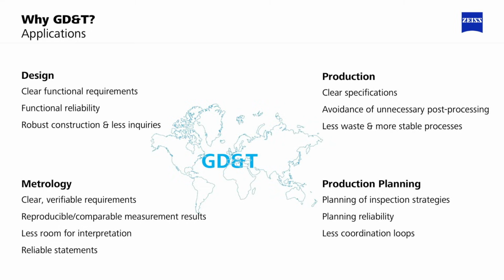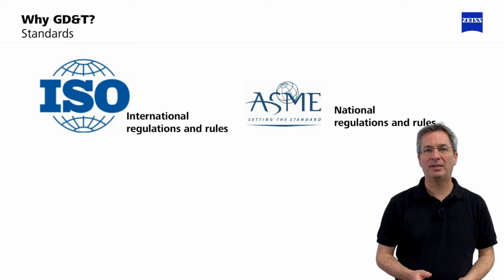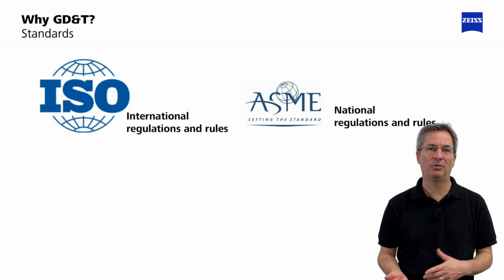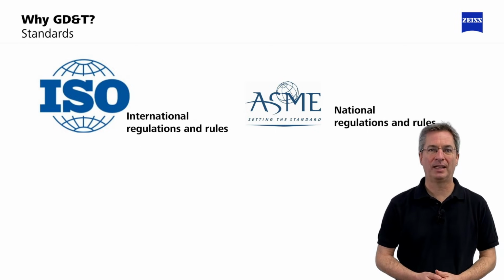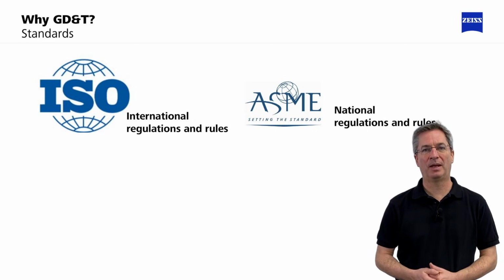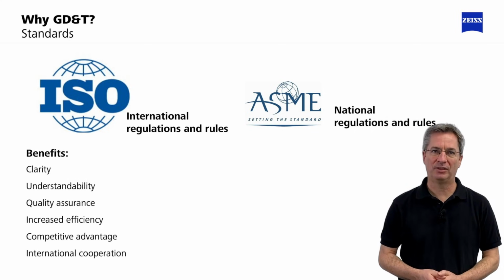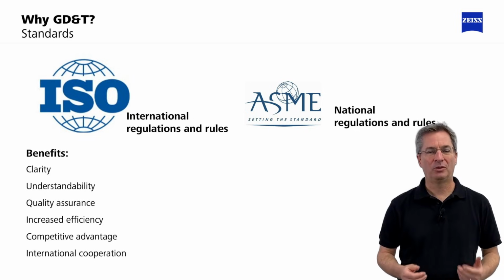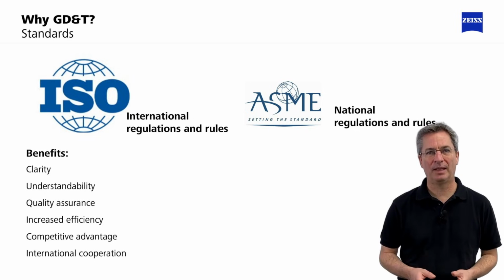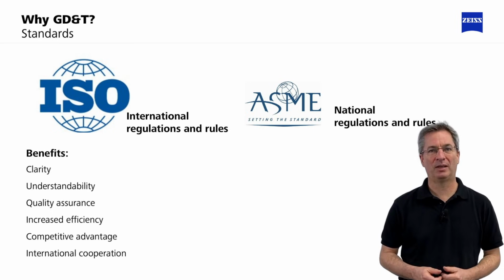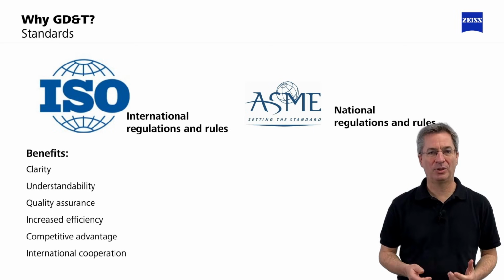The ISO GPS system is an internationally accepted set of regulations and rules that standardize the specification of the geometric properties of products. Yes, reading standards is not always fun, but the ISO GPS system is not difficult, and, once understood, the advantages of using this system correctly lie in clarity and understandability.